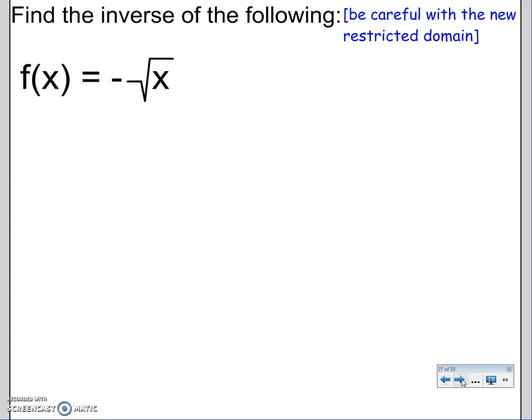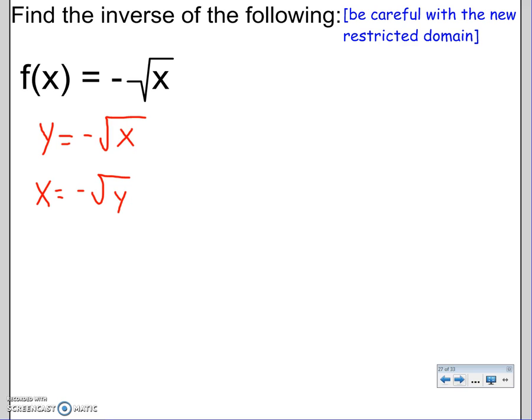All right, find the inverse of the following. So to find the inverse, remember we were flipping. You have to change the x's and the y's, same for domain and range. So this is originally y equals negative square root of x. Well, let's flip it. So we're going to change the problem to x equals negative square root of y. We need to solve for y, getting it by itself.